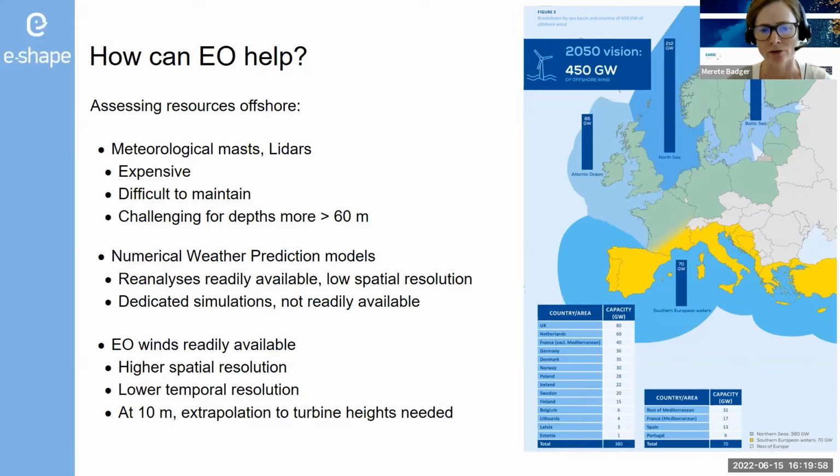EO winds, in contrast, are available. Some of them are provided at high spatial resolution. We illustrate that in our pilot. Others are available at lower spatial resolution, but with a higher revisiting time or temporal resolution. But in general, the temporal resolution we can achieve from satellites is not as good as what in situ measurements or models can provide.